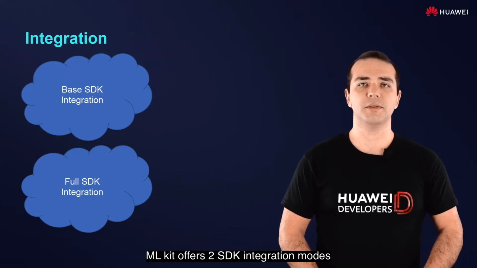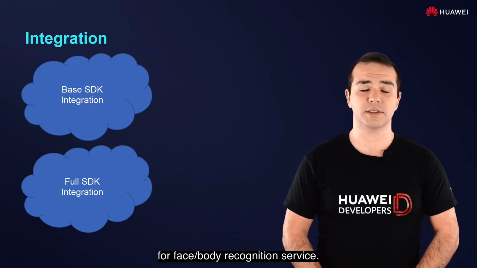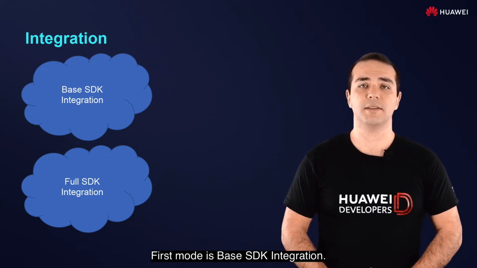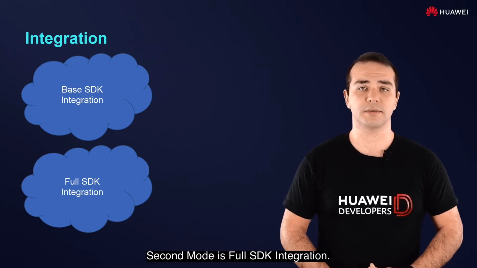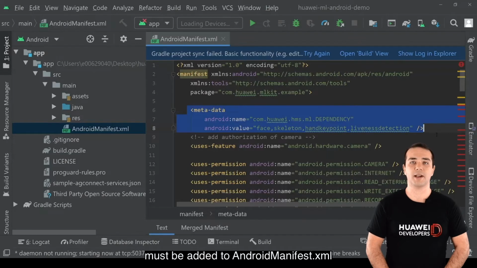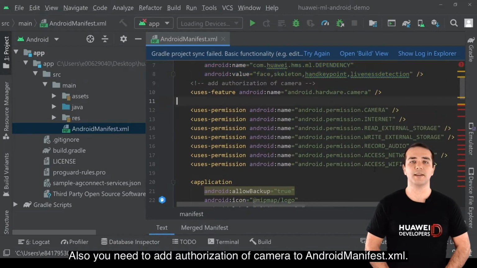ML-Kit offers two SDK integration modes for face body recognition service. You can select either one based on your needs. First mode is base SDK integration. Second mode is full SDK integration. Metadata dependency declaration must be added to Android manifest for automatic updating of ML models. Also, you need to add authorization of camera to AndroidManifest.xml.